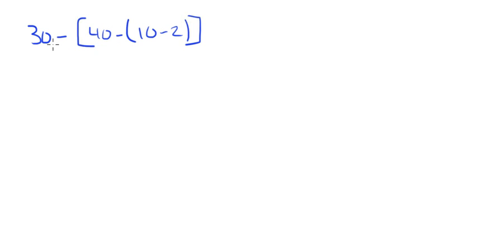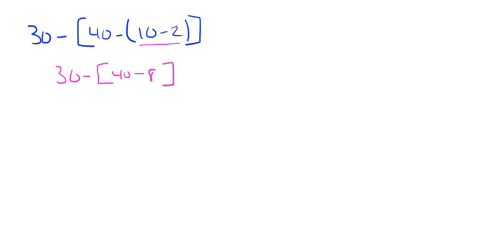All right, so what's the first thing I want to do here? I want to do this part of the problem right here, right? So I'm going to have 30 minus bracket 40 minus. Now, since I have a minus sign here, I don't keep my parentheses, but I keep my bracket. 10 minus 2 is 8.